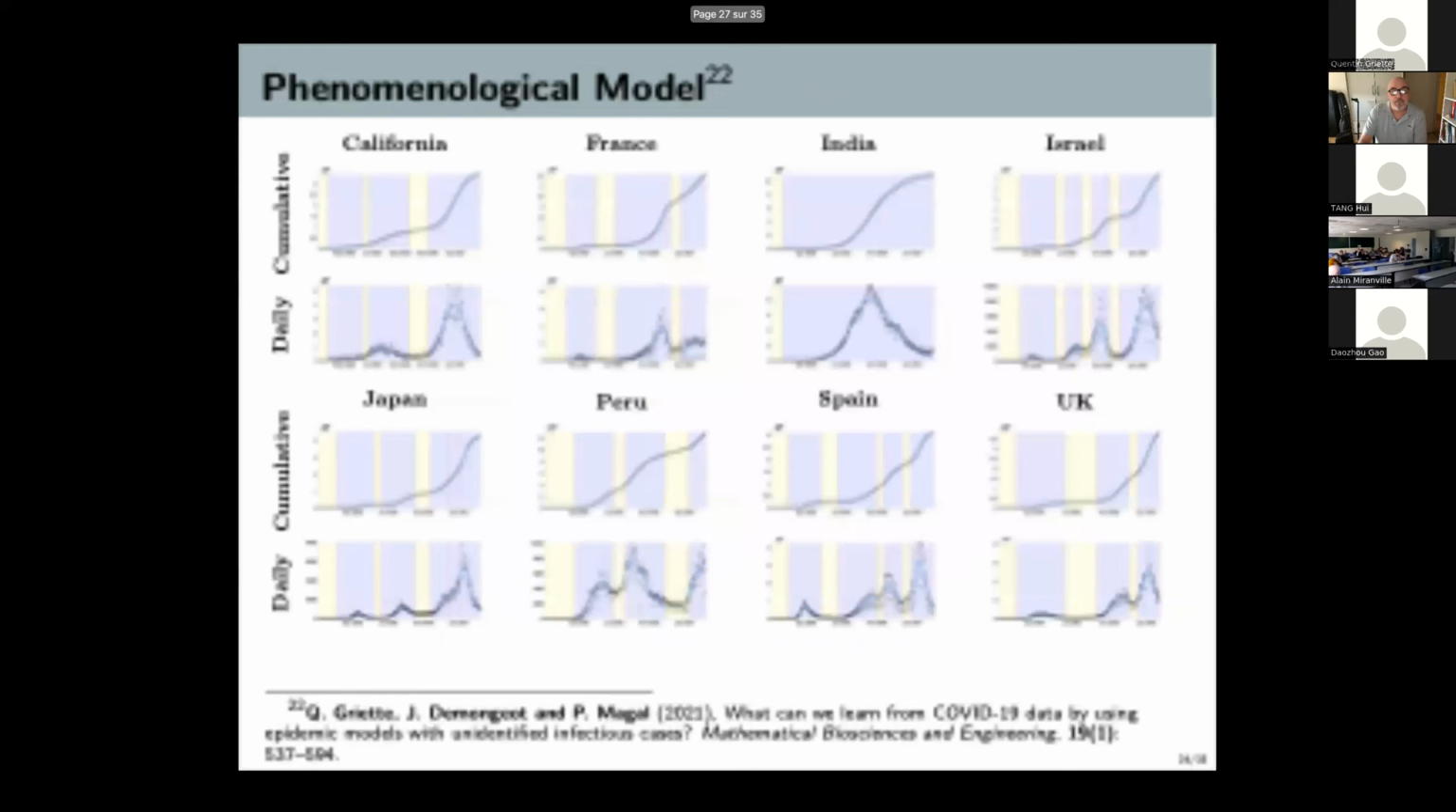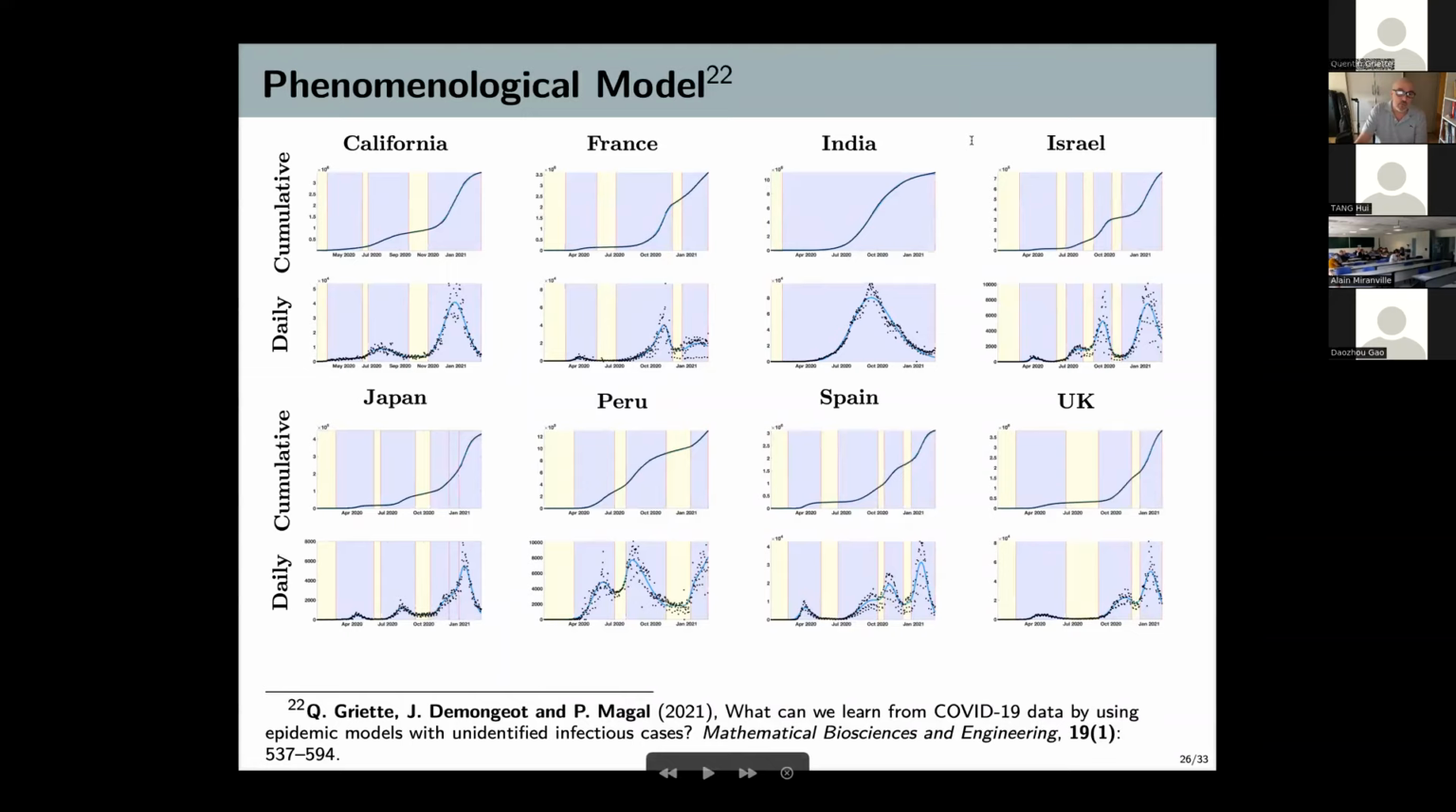And the point is, it took us a lot of time to find the phenomenological model that is not only fitting the data, which is not a big deal, in fact. It will be meaningful when you recover the transmission rate. I will explain this later on. But here we did that for eight countries and states, including California state, by the way, which is about the size of a country.